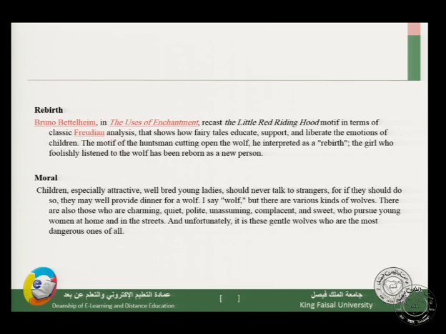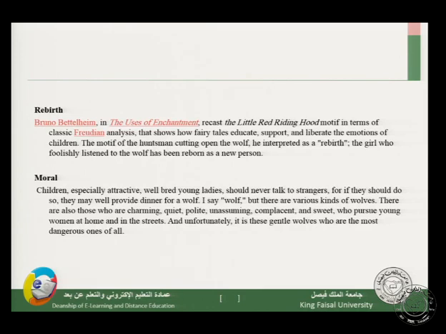The girl who foolishly listened to the wolf has been reborn as a new person. Here, what is meant by rebirth? Because she was rescued from death and not eaten by the wolf, as if she was reborn. So she was a new person. And the next interpretation is the moral lesson.